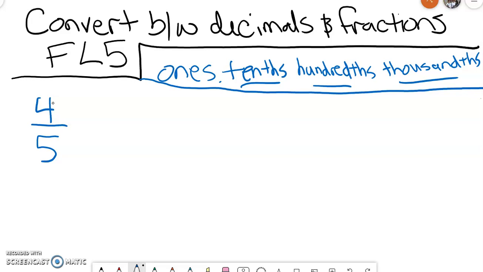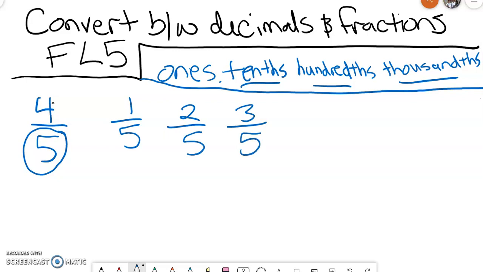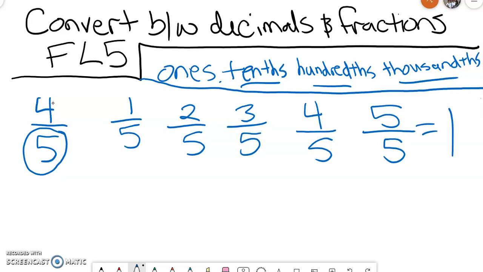If you still need some help, remember for our fifths, you can just memorize those. Think of $20 bills. 1/5, 2/5, 3/5, 4/5, and 5/5. We already know from a previous video that 5/5, when your numerator and your denominator are the same, equals 1 whole. Here we have 20 hundredths, or even 2/10. You can write it either way.